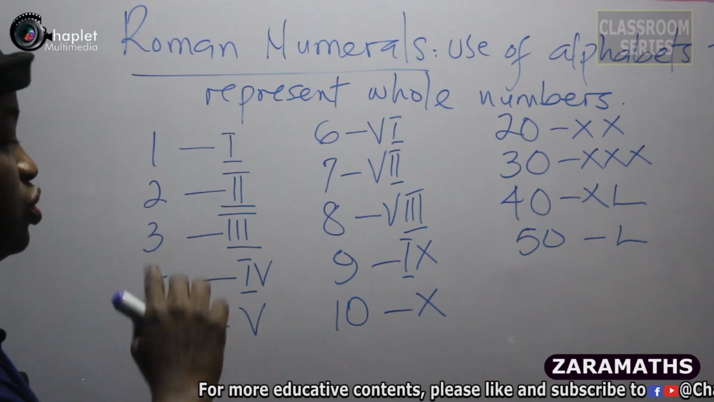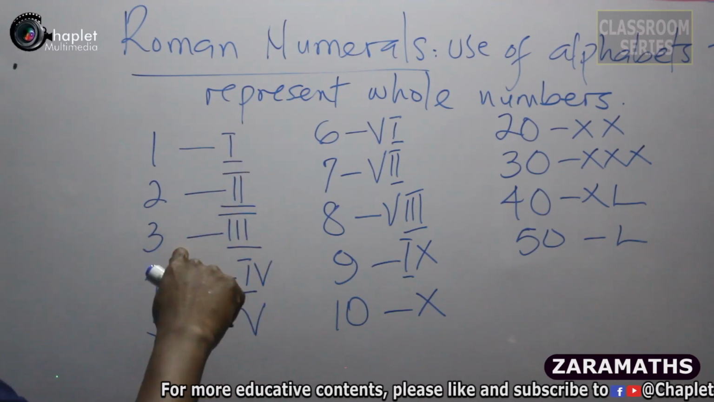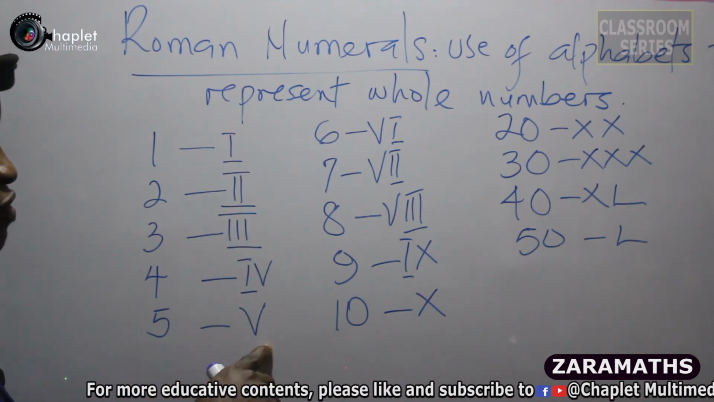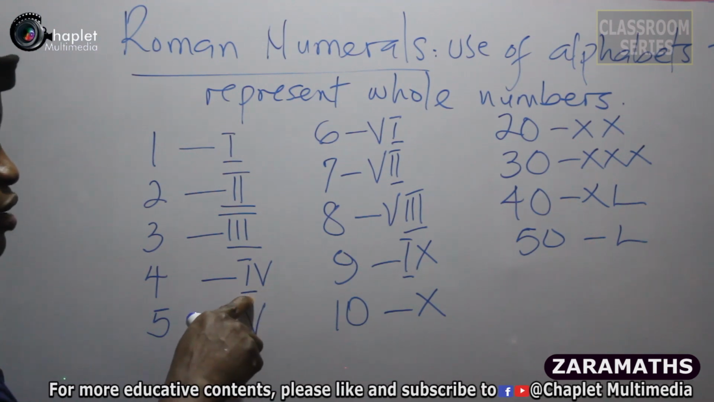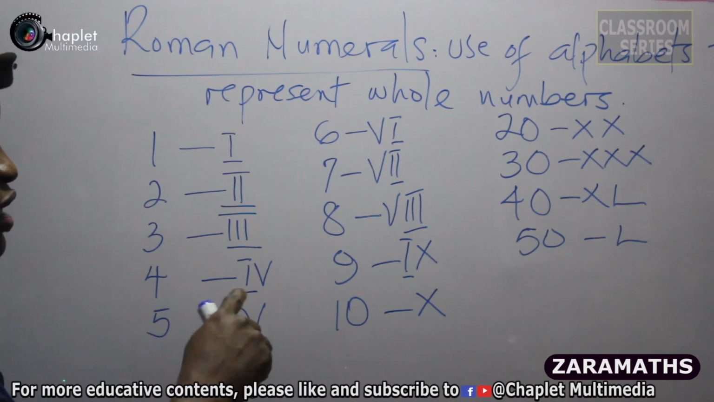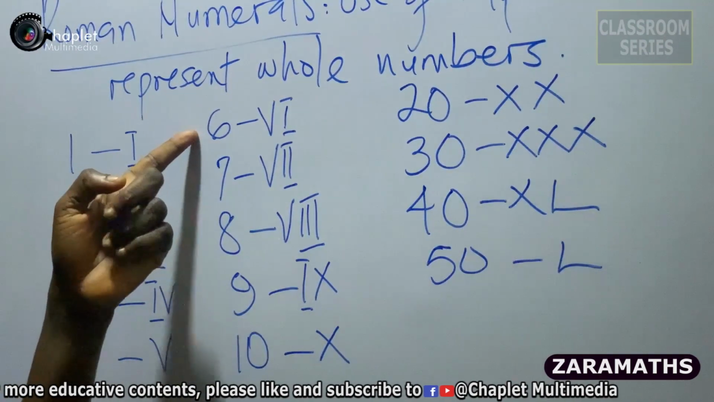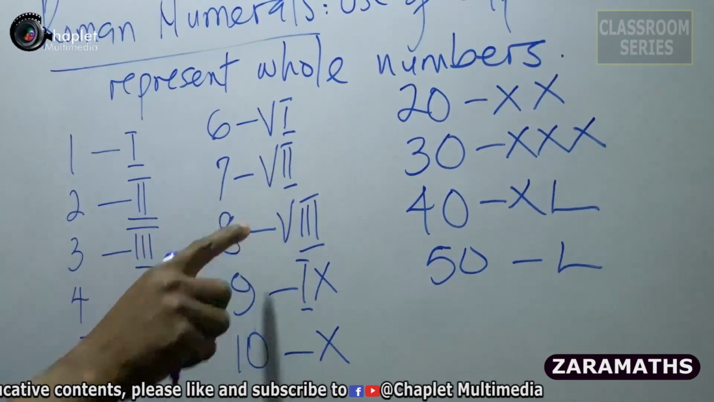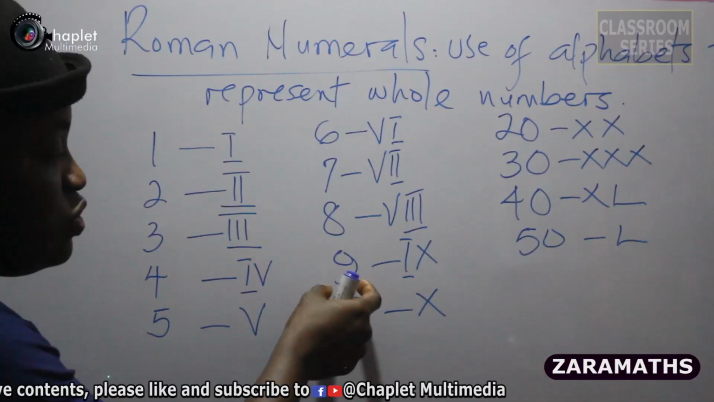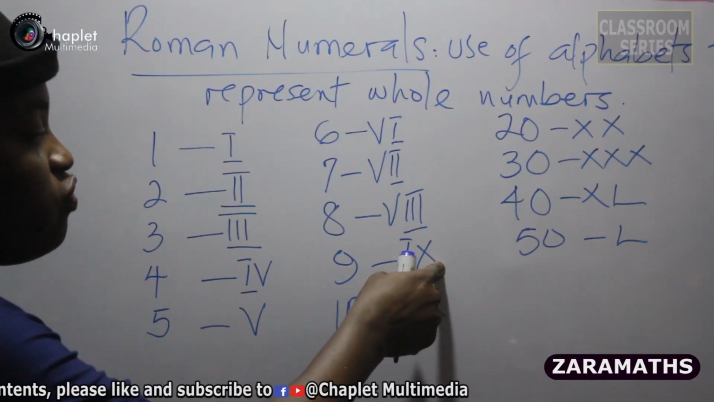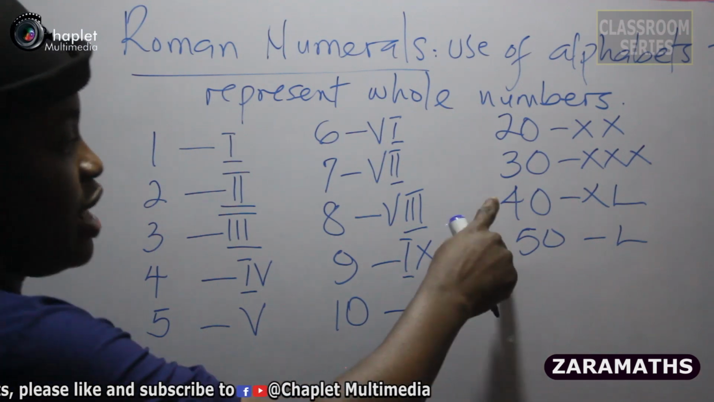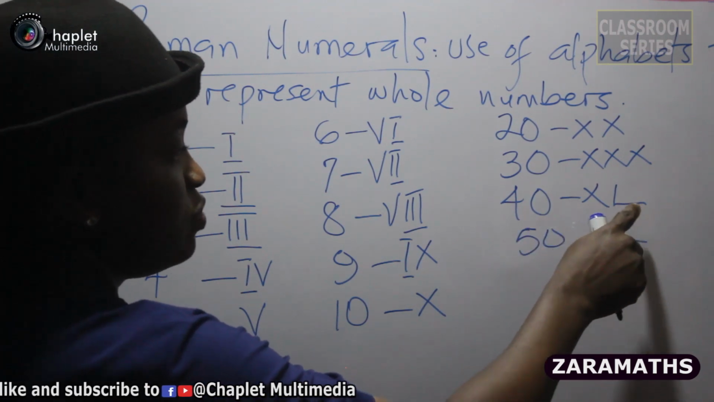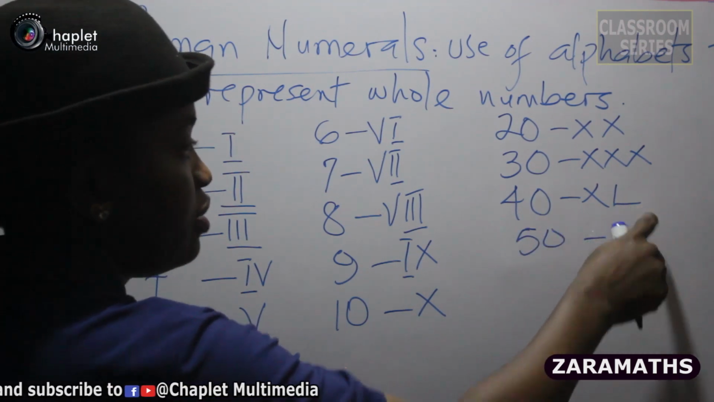Looking at this, you discover that on getting to 3, which is III, 4 becomes IV. V is 5. By the time you are subtracting 1 from 5, it gives us 4. That's why 4 is IV. Likewise here, when you get to 6, 5 plus 1 is 6. 7 is 5 plus 2, 8 is 5 plus 3. On getting to 9, it is subtracting 1 from X, which is 10. Likewise 40: 50 is L, while 40 is 10 from 50, written as XL.